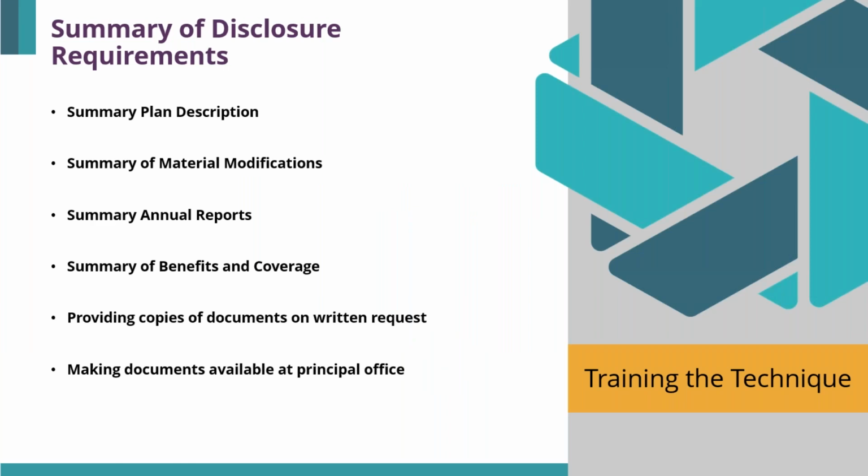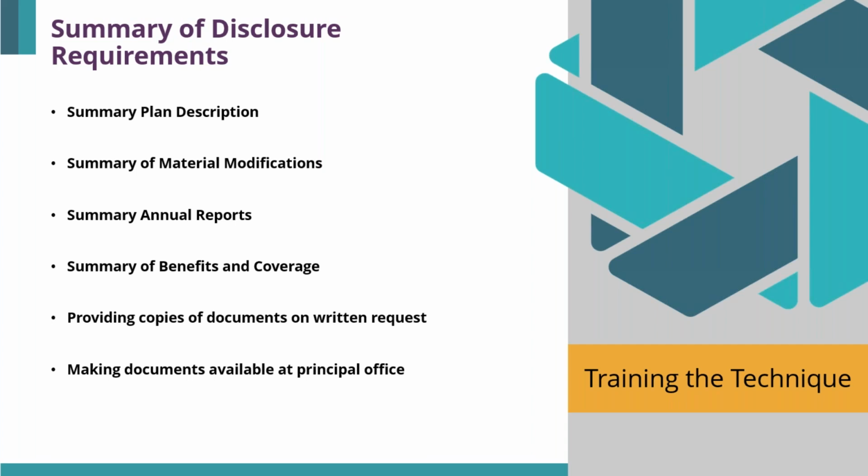There's a summary plan description. There has to be one for each benefit. Summary of material modifications, which basically, if you have amended the plan document, you have a choice of either doing a full new summary plan description or a summary of material modifications, which basically amends the summary plan description and just describes those changes. Summary annual reports, which summarize the information on the 5500. There's a summary of benefits and coverage. There's providing copies of documents on written request and making documents available at a principal office.